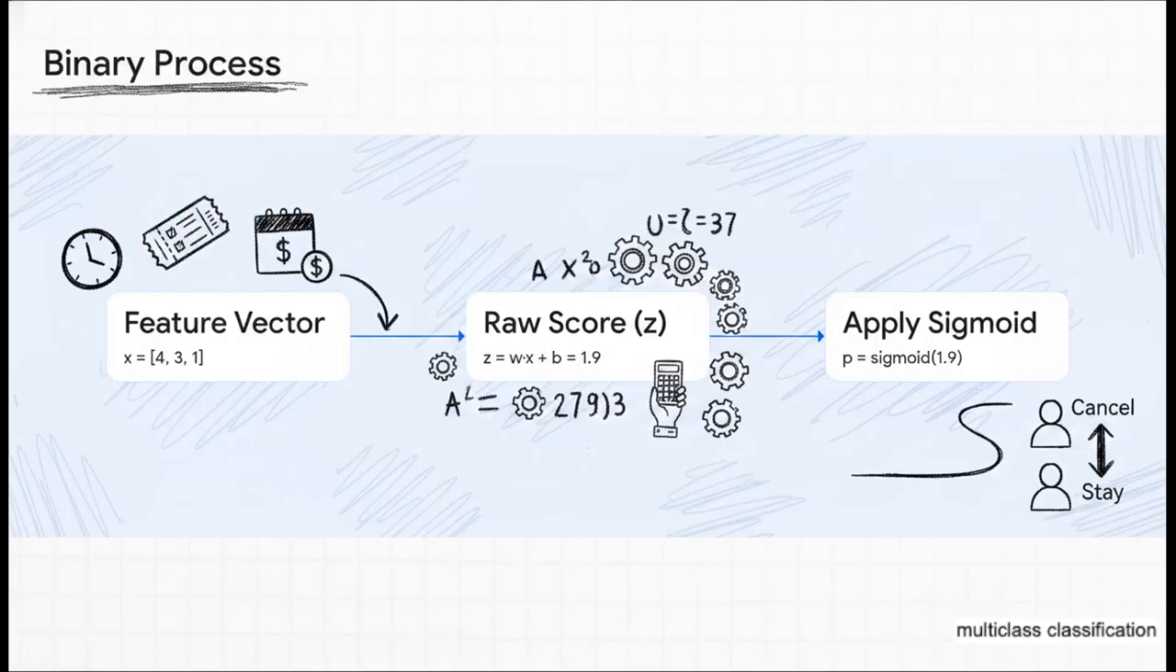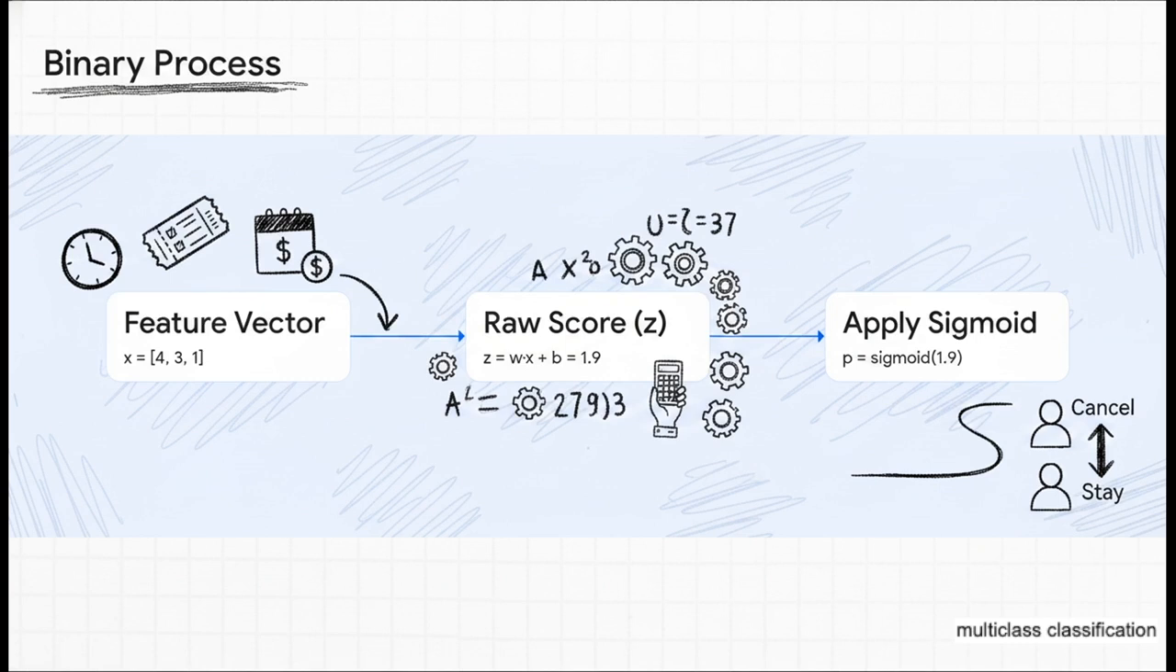Let's briefly anchor ourselves using what you already know about binary models. Think back to our customer churn model, where we predicted if a customer would either cancel or stay. Say our customer's feature vector, their data profile, shows they have 4 monthly usage hours, 3 support tickets, and 1 late payment. Our logistic regression model processes this and calculates a single raw score Z. It does this by multiplying those features by learned weights and adding a bias, which gives us a raw score of 1.9. But 1.9 isn't a probability, right?